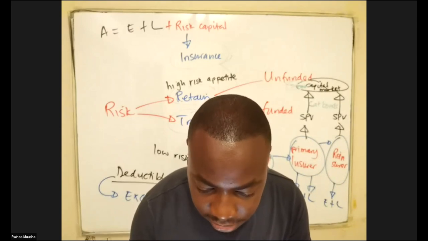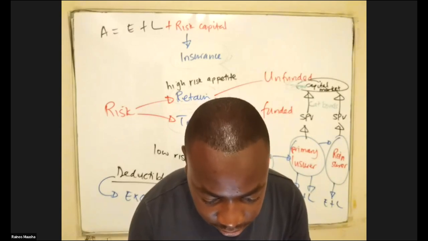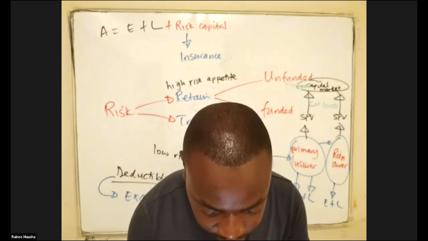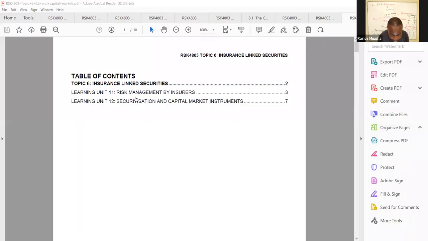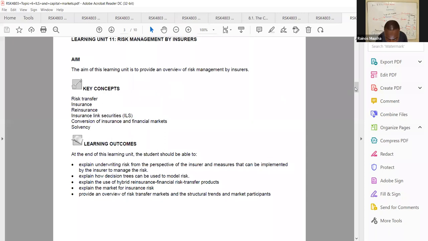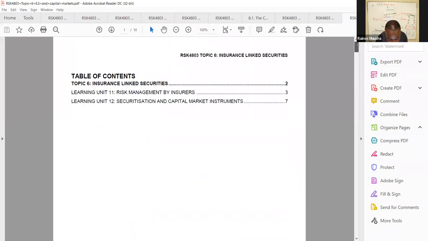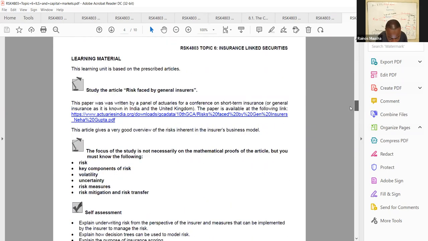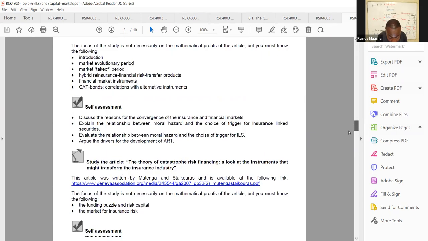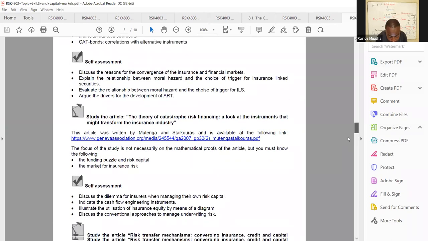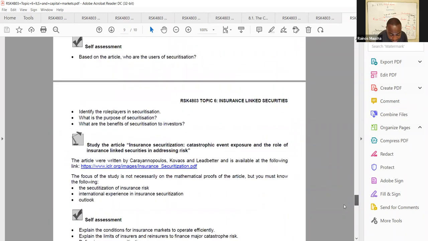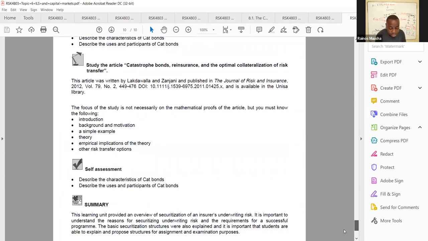So you see that historically, for topic six, if you look at when the curriculum changed, we had risk management by insurers, and we had securitization and crypto market instruments as well. There were a lot of articles that the lecturer was just summing up together. Most of these articles were not necessarily relevant for us to prepare for the exam.